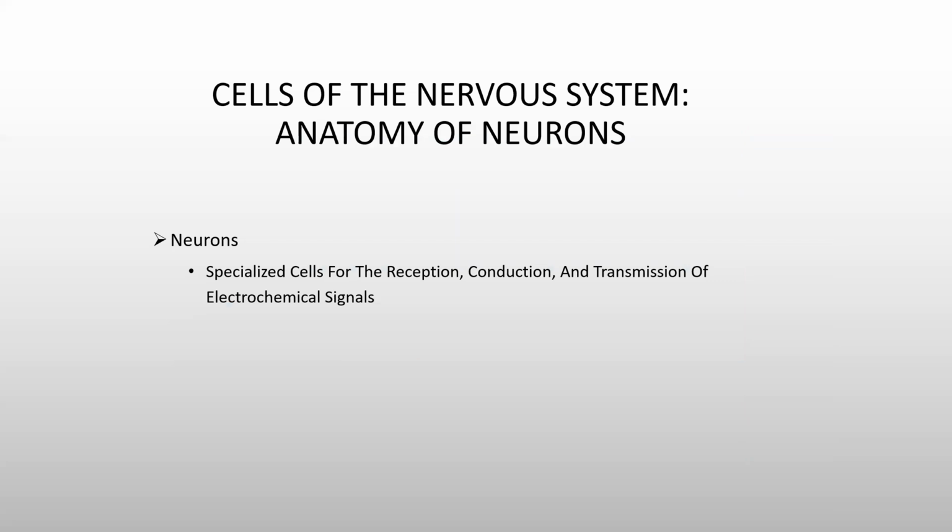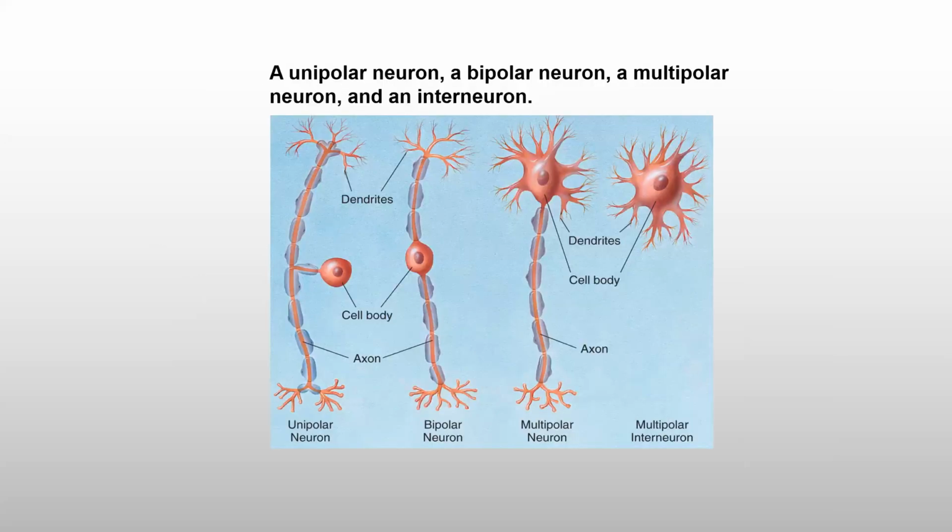Now let's talk about the anatomy of neurons, which are specialized cells for the reception, conduction, and transmission of electrochemical signals. There are many different sizes and shapes of neurons. In this graphic display, it's showing you a unipolar, a bipolar, a multipolar, and then the interneuron on the far right. Most of the neurons that we study in this class, most of the neurons that are presented to you in graphic displays, are going to be the multipolar neuron.